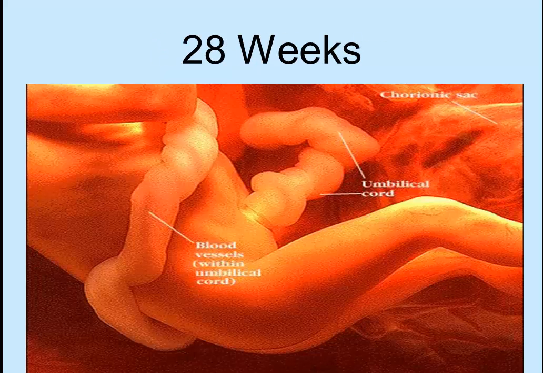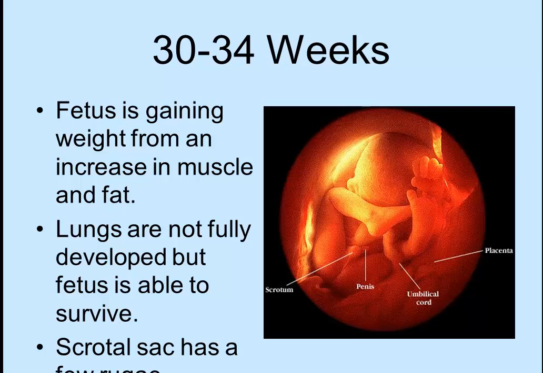Here we can see our 28-week fetus. We can see the large vein and the two arteries there in the umbilical cord. Now the clear white part of that umbilical cord is called the Wharton's jelly, which we are going to talk about.